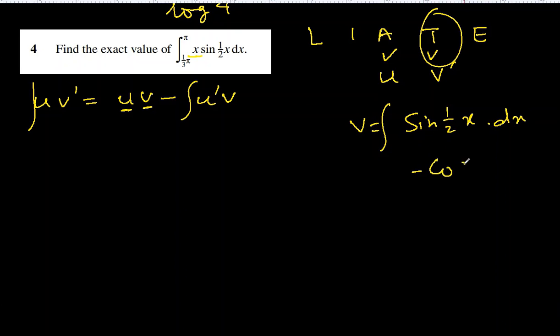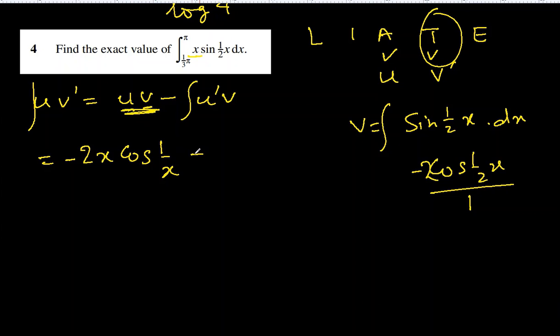So the integration of sine half x is minus cos half x, but we have to divide by the differentiation of the angle, which is 1 over 2. I'm writing 2 here. So that becomes our v. So our solution is u is x, v is minus 2 cos half x. So I will write minus 2x cos half x.